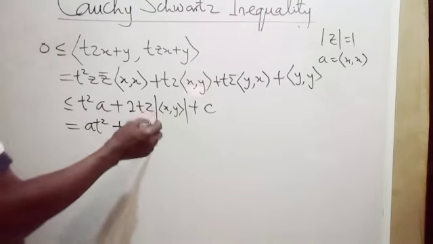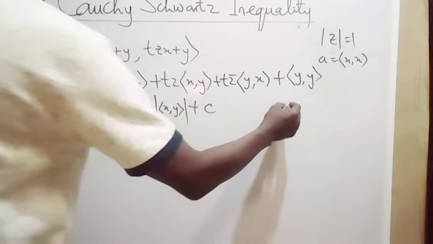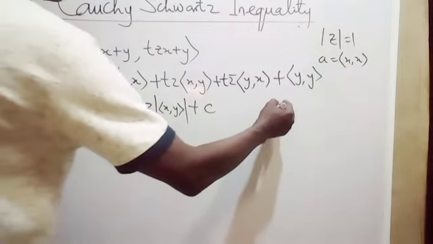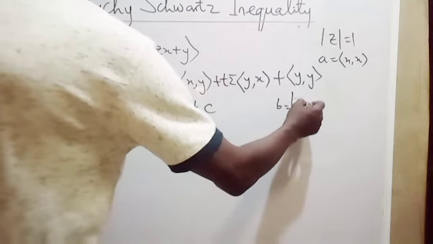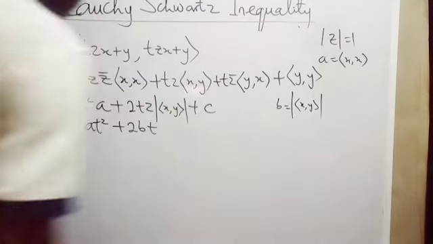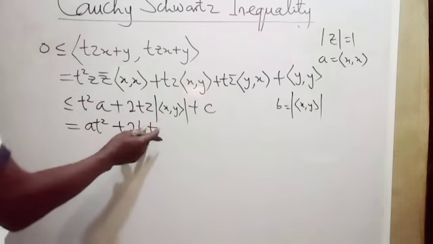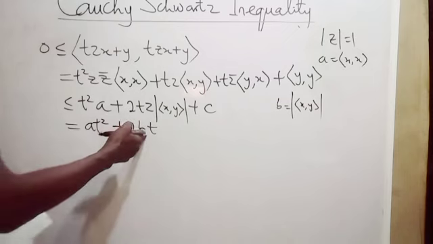Why? Because before we said, if you can go back to what we have actually said before, we said b should be equal to the absolute value of the inner product of x comma y. If you check what we have as our assumption b, yes. So this will replace that. That's why we're having a 2t here.